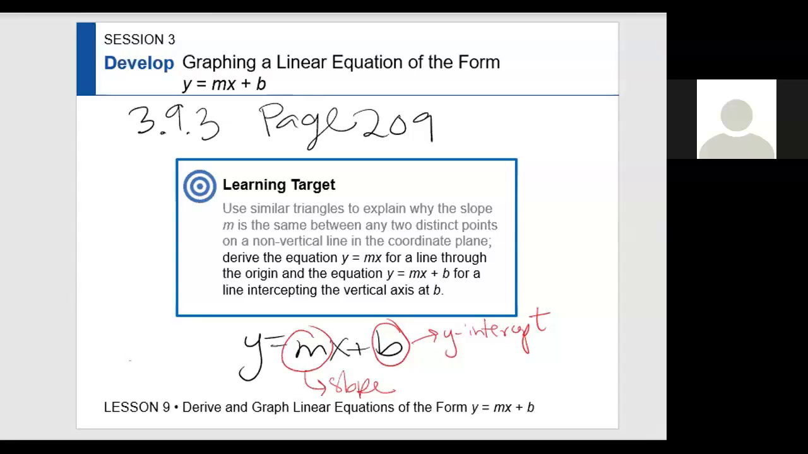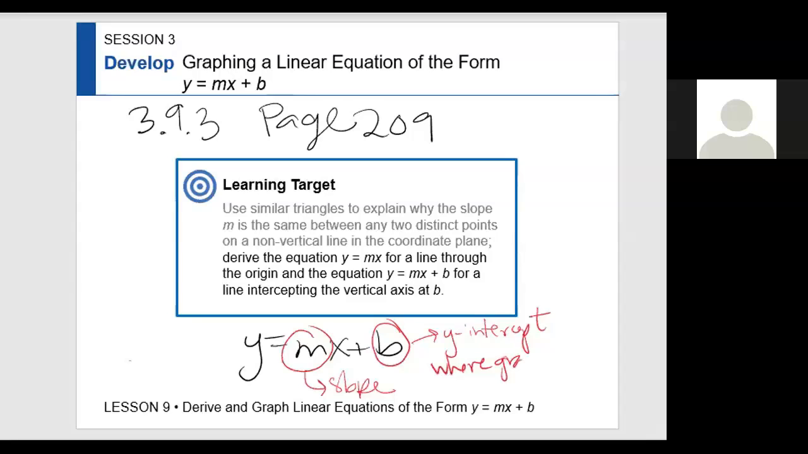No, not like that. Y-intercept is listed as a b. The y-intercept is where the graph crosses the y-axis. You got it. Where your graph crosses the y-axis.